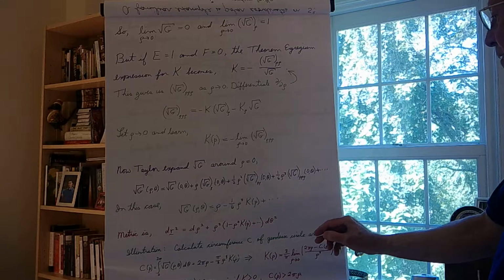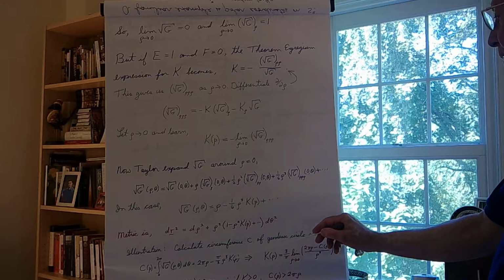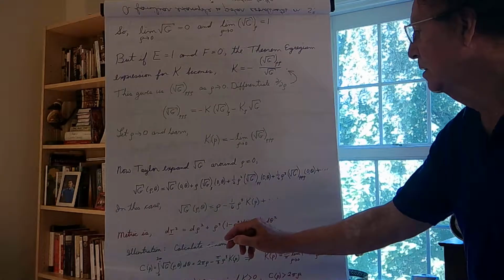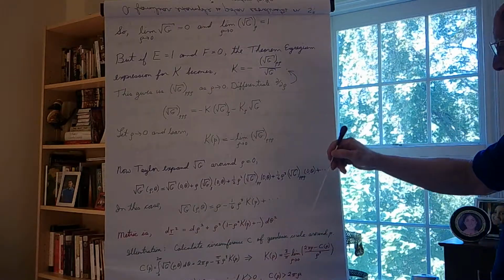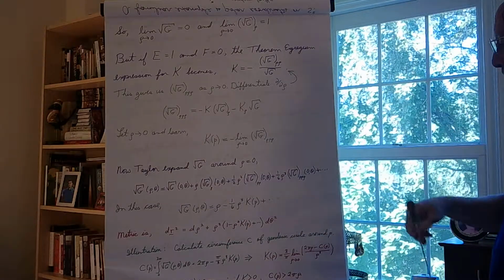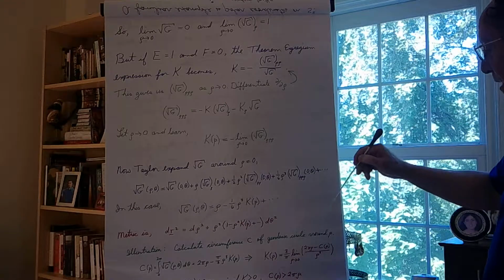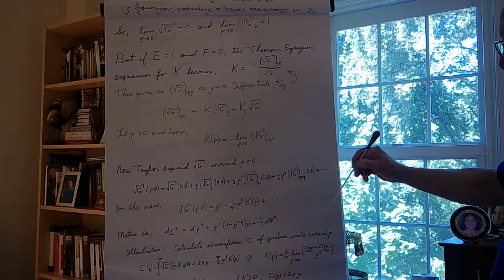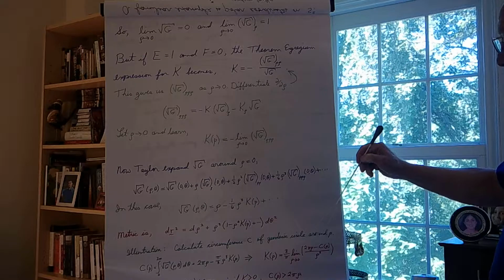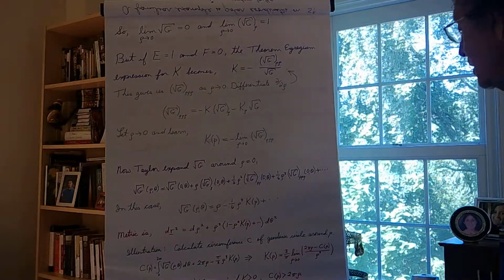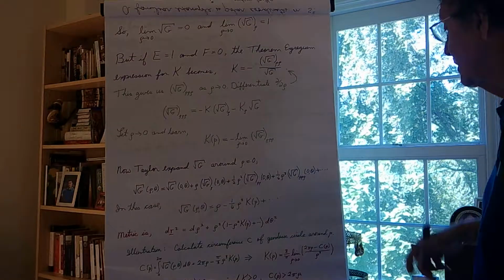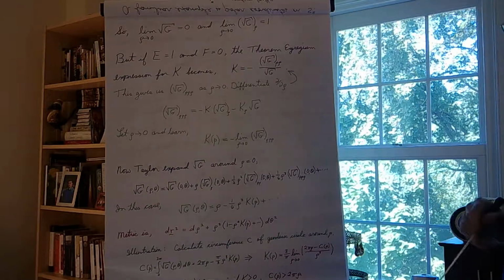Okay, and then I can simply solve for k in terms of the circumference, and I find that k of p is equal to some coefficients, and the important point here being in the numerator, that it's the deviation of the Euclidean statement that the circumference is 2 pi times the radius that gives me the curvature.